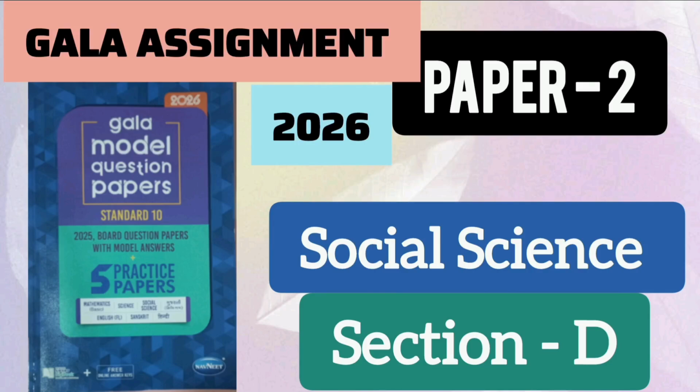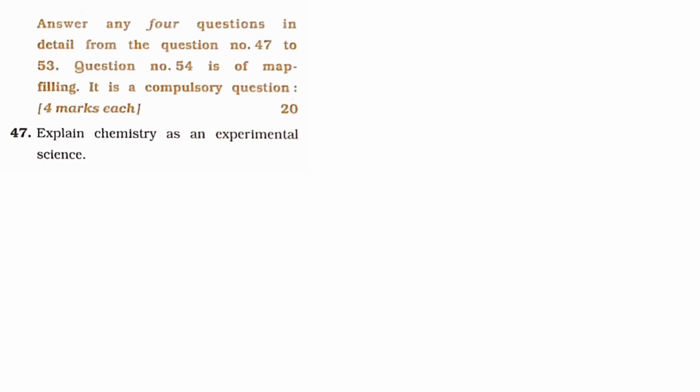Social Science Section D. Instructions are: answer any 4 questions in detail from the question number 47 to 53. Question number 54 is of map filling. It is a compulsory question. 4 marks each. So total section is of 20 marks.